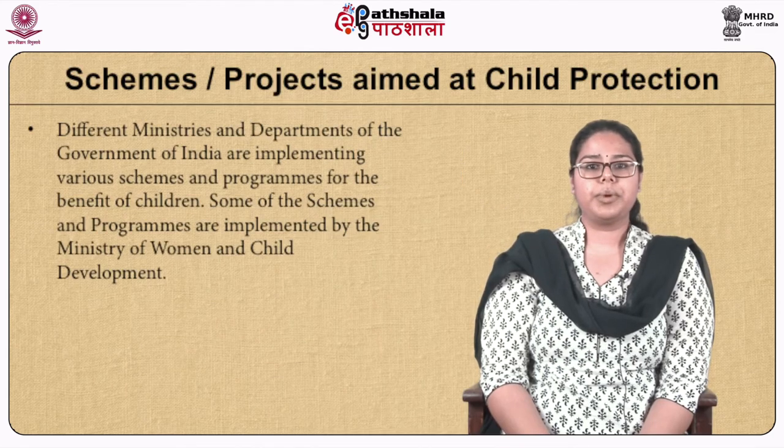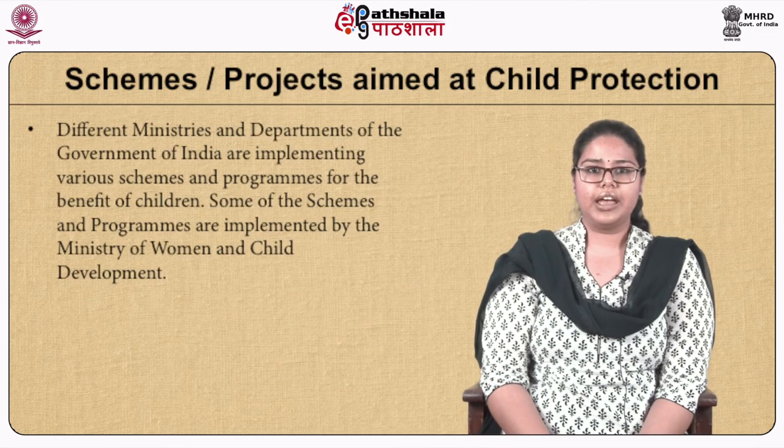Different ministries and departments of the Government of India have implemented various schemes and programs for the benefit of children. Some examples are the Ministry of Labour, which has two major programs: improvement in working conditions of child and women labour, initiatives to develop skills, industrial training institutes, and elimination of child labour in the 10th 5-year plan.